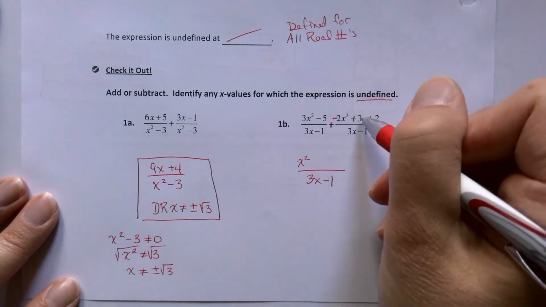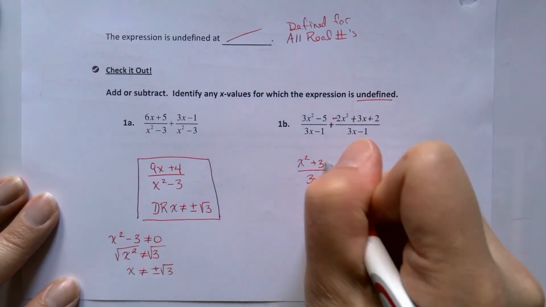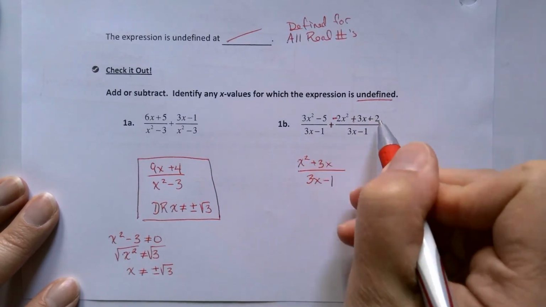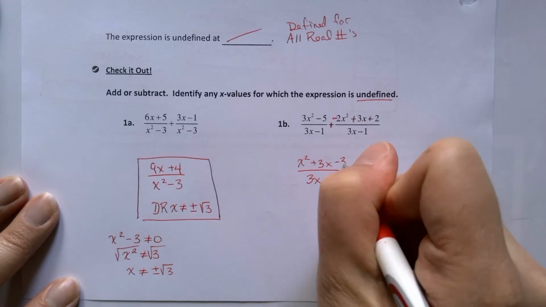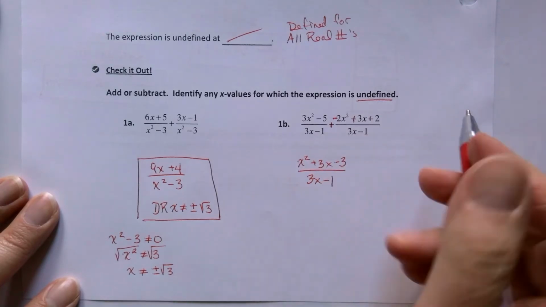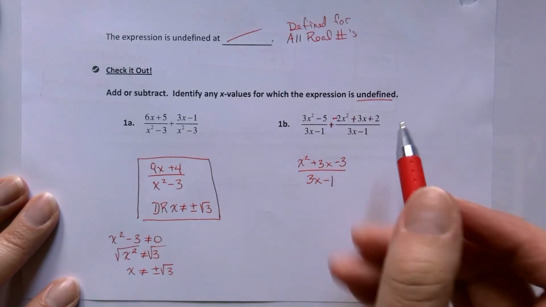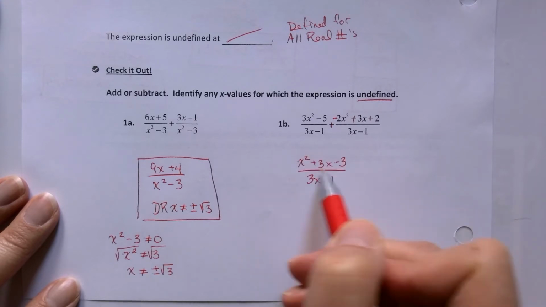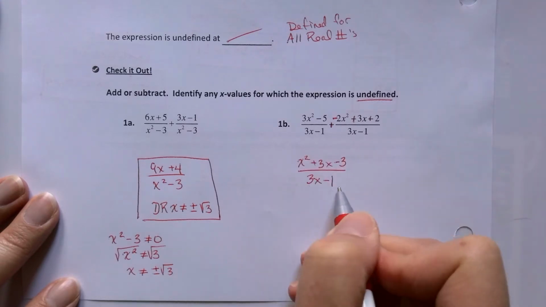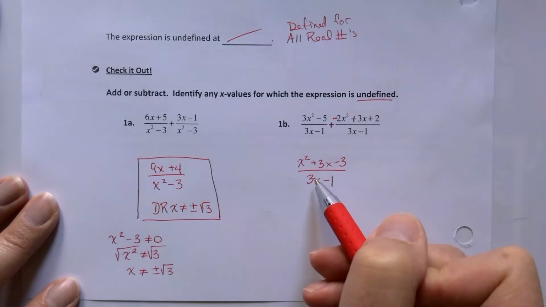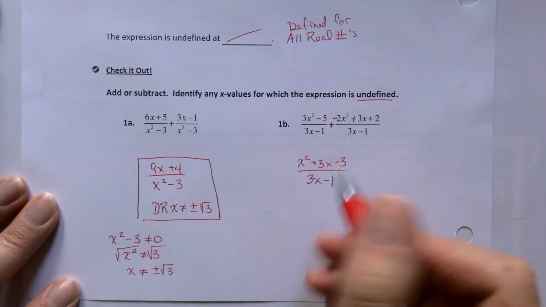So now I see that I have a positive 3x, and then I have a -5 and a positive 2, which is a -3. Now, next thing I would be doing is I would try to factor this. It does not factor. It doesn't cancel with anything. You cannot cancel pieces. You have to cancel factored pieces. So that is my answer.